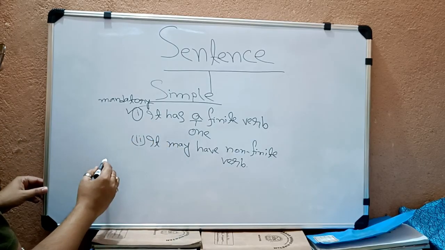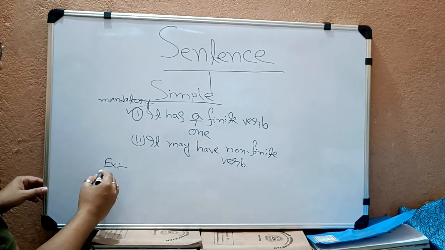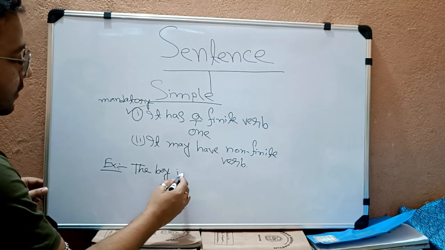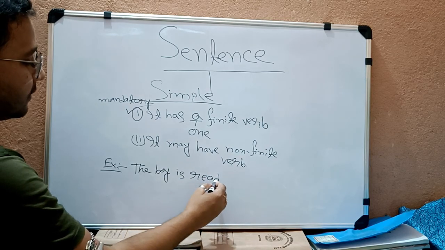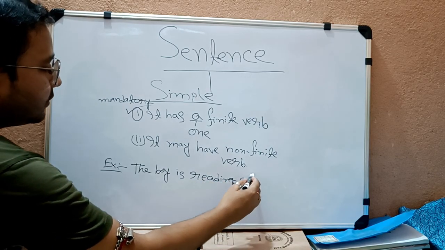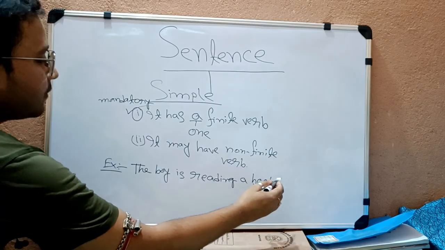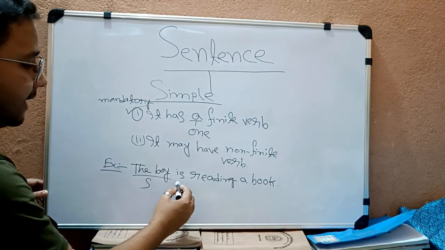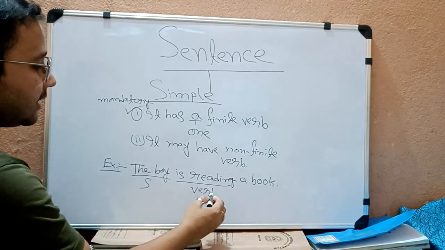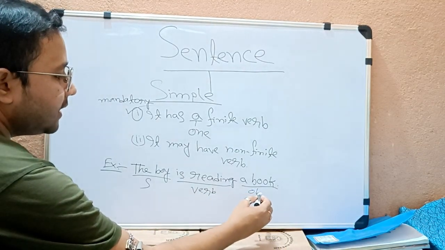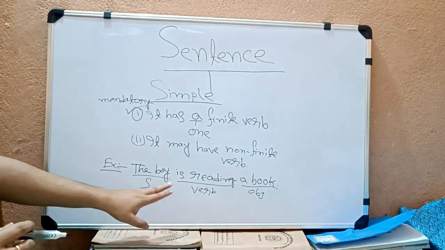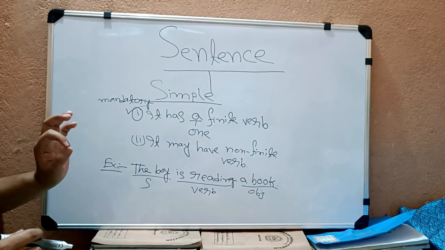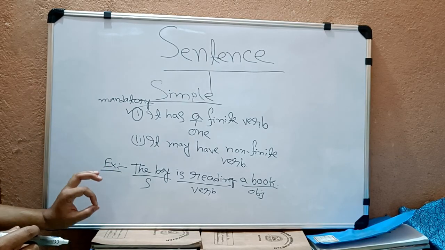Let's understand by using examples. Okay, first example: the boy is reading a book. In this sentence, the boy is the subject, is reading is the verb, and a book is the object of the sentence. So in this sentence, the only finite verb is is reading. This is the one and only finite verb. That's why it is a simple sentence.